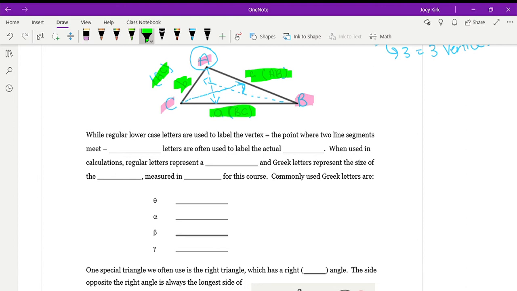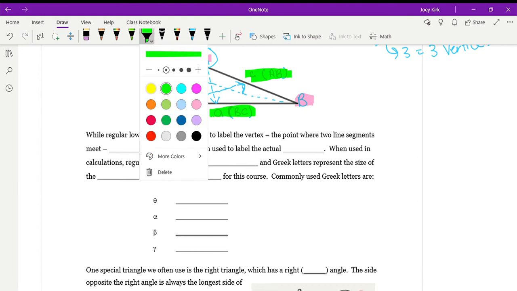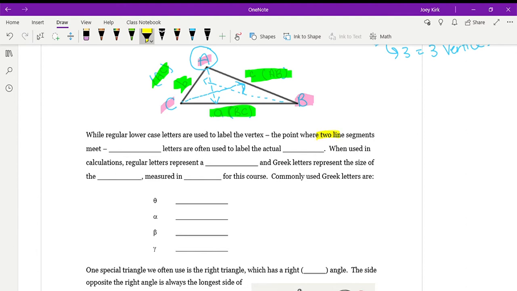While regular lowercase letters are used to label the vertex, the point where two line segments meet, what am I talking about here? The vertex is the pointy bit, but right in here is what I'm talking about when I talk about the point where two line segments meet. So right in there.